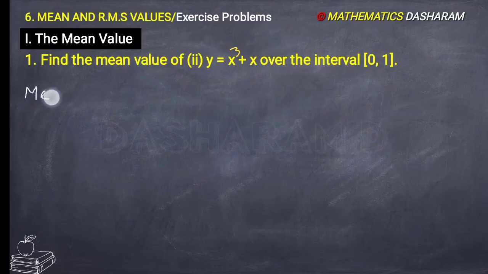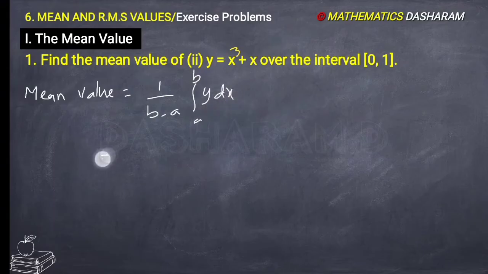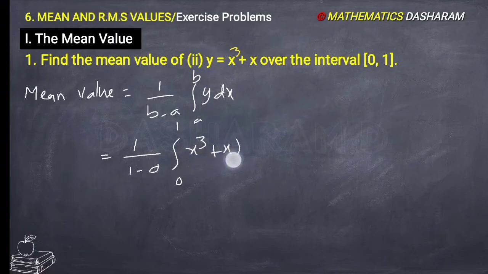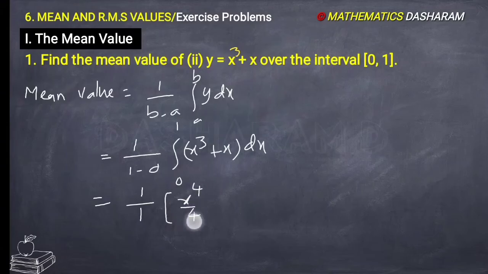So here the mean value formula is 1 by (b minus a) integration a to b y dx. So it is equals to 1 by (1 minus 0), where b value is 1 and a value is 0, integration 0 to 1, and the given function is x cube plus x whole dx. 1 by 1 minus 0 is 1 by 1, and the integration of x cube is x to the power of 4 by 4, and the integration of x is x square by 2, limits 0 to 1.